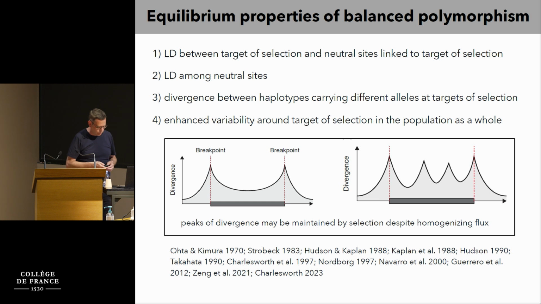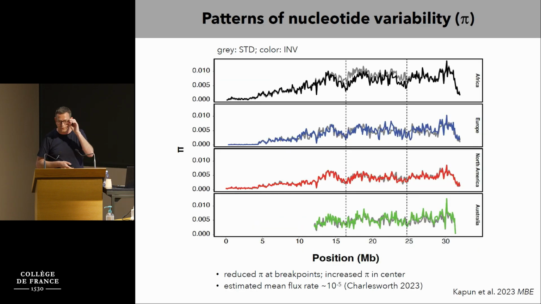So we were interested in comparing our data to these predictions. The first thing I want to show you is our patterns of nucleotide variability, pi. This here is for the 4 continents. What we can see here at the breakpoints is that there's reduced variability, as we would expect, because at the breakpoints recombination is supposed to be strongly suppressed. And then we see increased variability towards the center. This might also be consistent with the fact that this inversion has some substantial age, so homogenizing gene flux might have happened in the center of the inversion. There's an estimated mean flux rate for this system of about 10 to the minus 5.